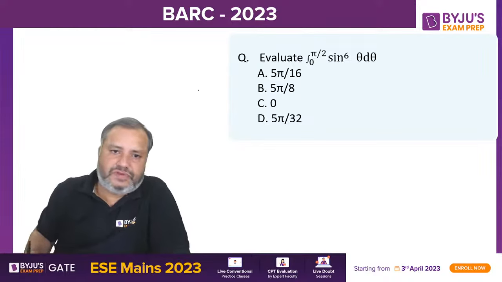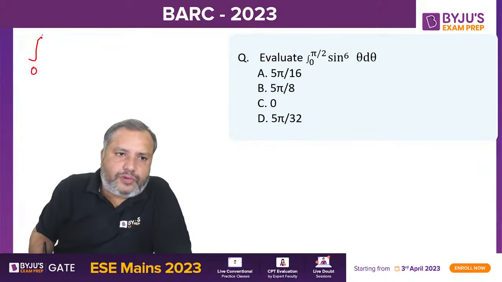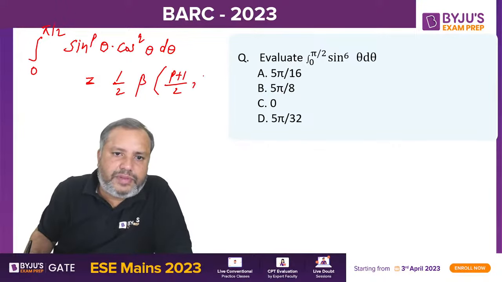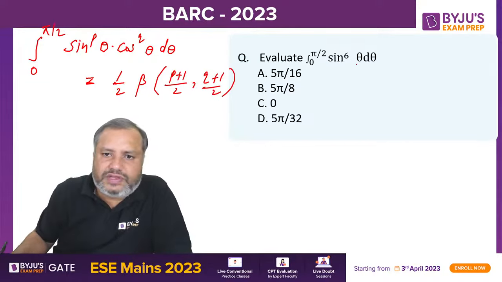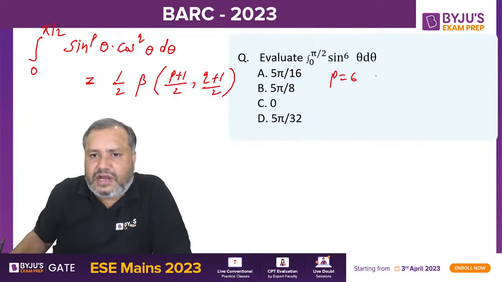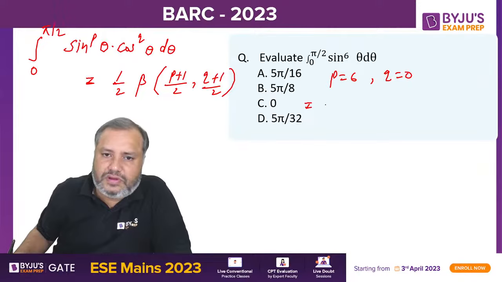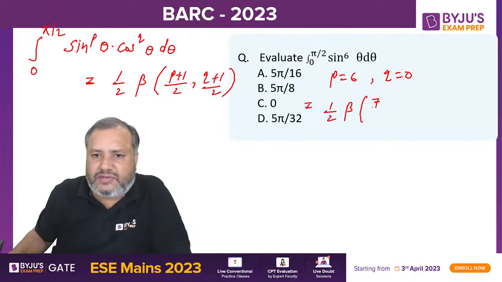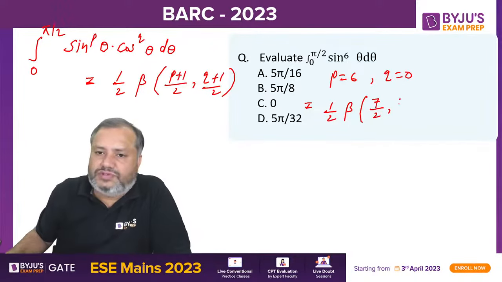See this. We have one rule, one property, beta function's property. Integral from 0 to pi by 2 of sin raised to p theta cos raised to q theta d theta is actually 1 by 2 beta function of p plus 1 by 2 comma q plus 1 by 2. So in this question, p is 6, and since cosine term is absent, q is 0. Correct? 1 by 2 beta function of 7 by 2, 0 plus 1 by 2.